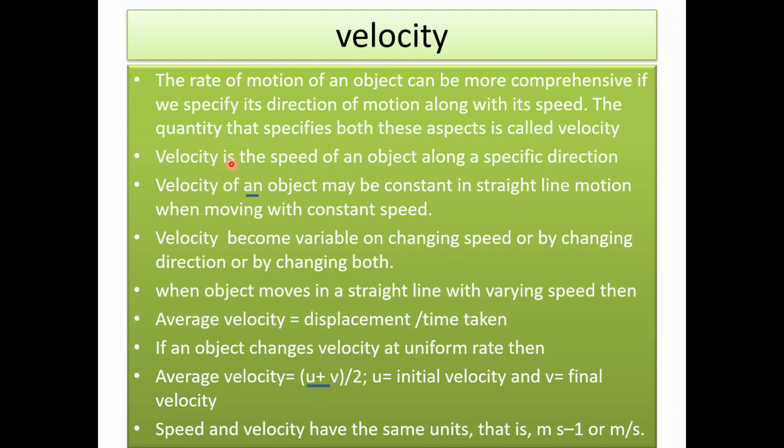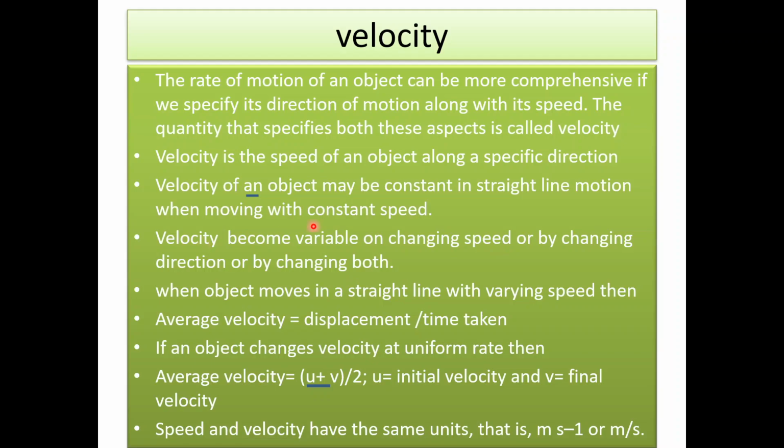How can we define velocity? It is the speed of an object along a specific direction. When the object is moving on a straight line, linear motion, the speed and the velocity are the same. Velocity of an object may be constant in a straight line when moving with constant speed. Speed can never be zero as long as the object is moving, but velocity can be zero. Velocity becomes variable on changing the speed.